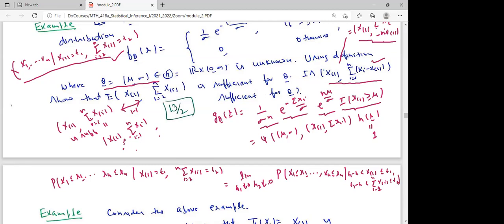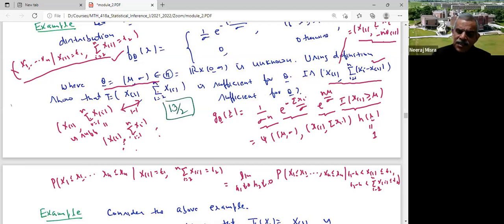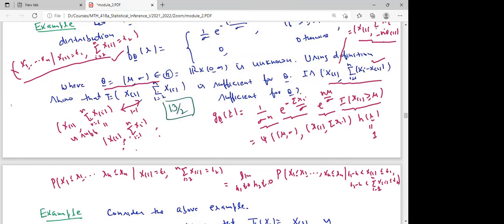Okay, sir. Understood. This is true for the discrete as well as the continuous case. This is how the conditional distribution function is defined. Right? Yes, sir. So try to do this.